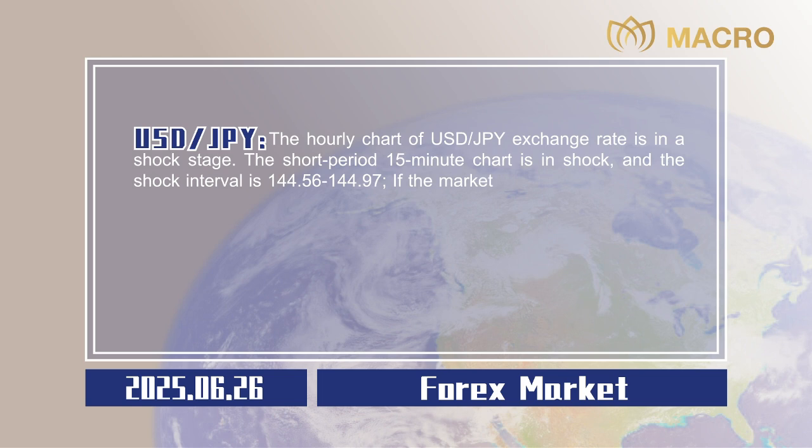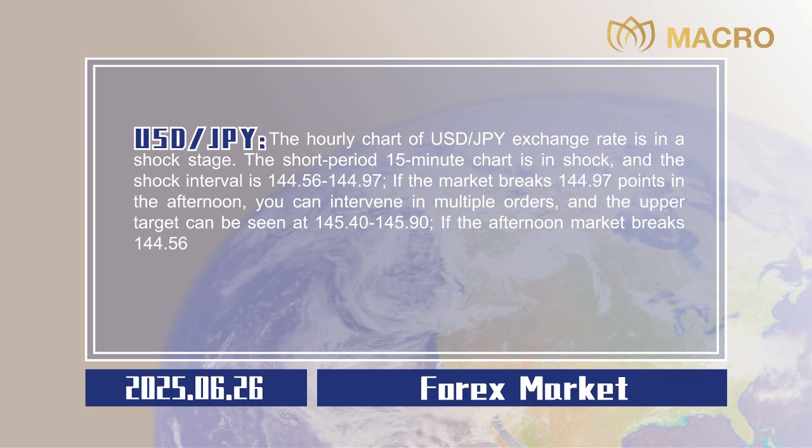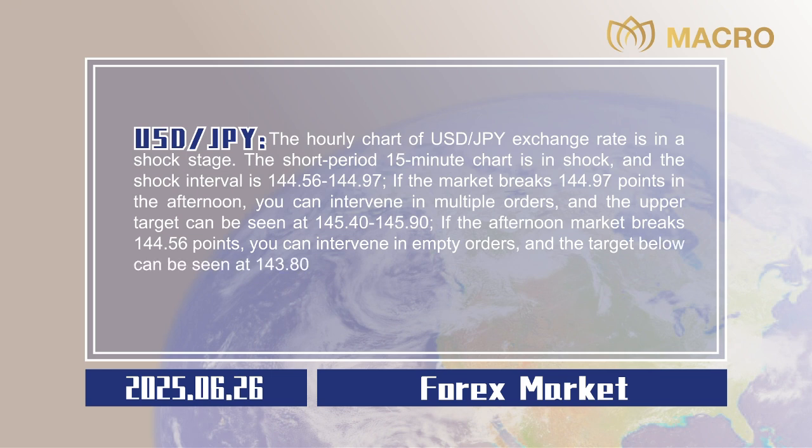If the market breaks 144.97 points in the afternoon, you can intervene in long orders, and the upper target can be seen at 145.40 to 145.90. If the afternoon market breaks 144.56 points, you can intervene in short orders, and the target below can be seen at 143.80 to 143.30. Stop losses are all 20 points, 0.20.